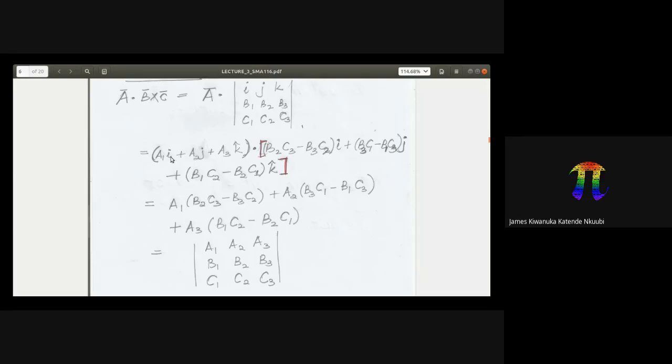So with the first multiplication using A1i, the only bit that survives is this: A1 multiplied by B2C3 minus B3C2. That is what I have here as a first term.